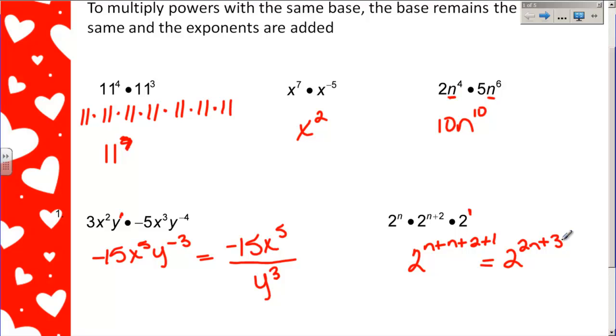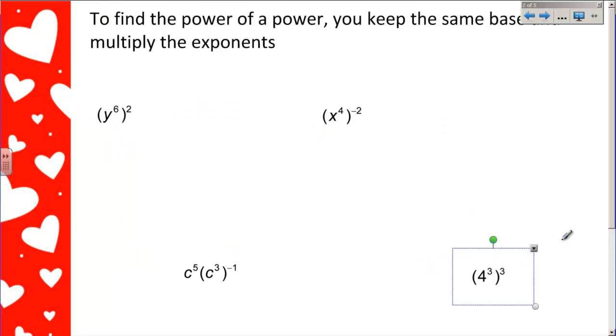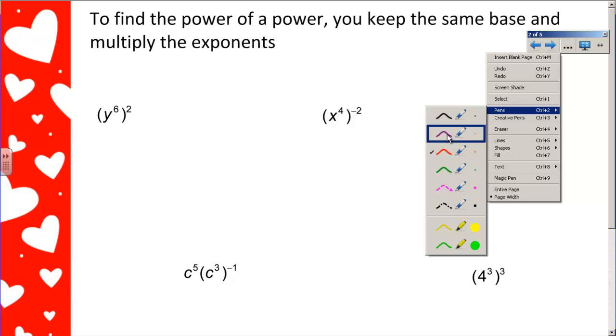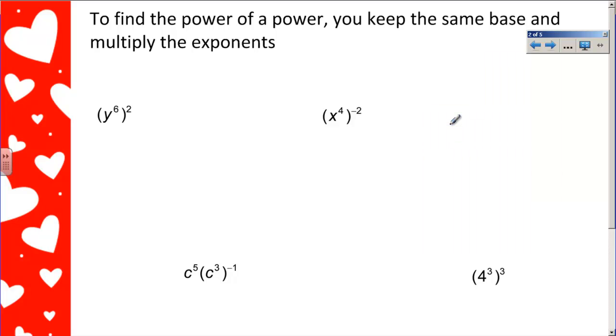Okay, so that's multiplying powers with the same base. Keep the base, add the exponents. That's rule number 1. Rule number 2 we call a power to a power. To find the power of a power, you keep the same base, but you multiply the exponents.